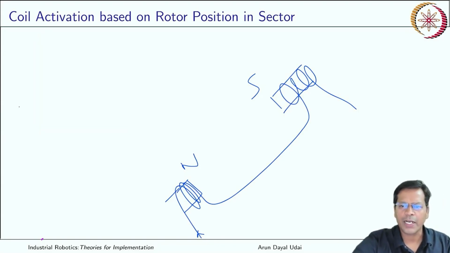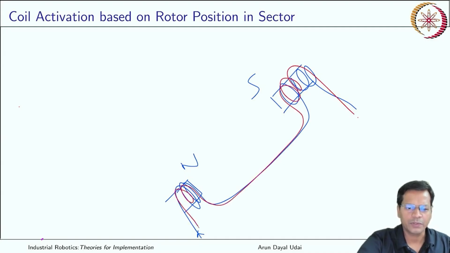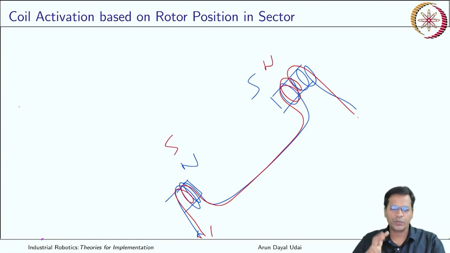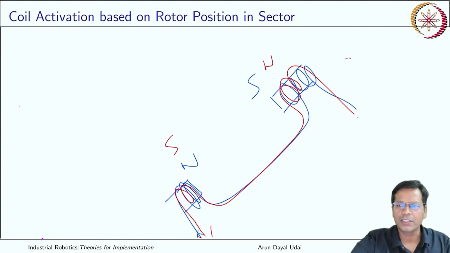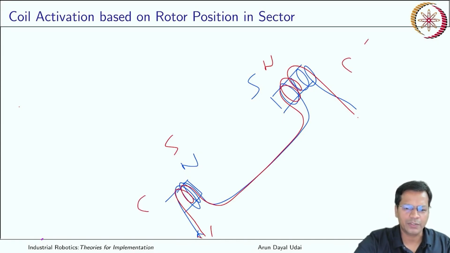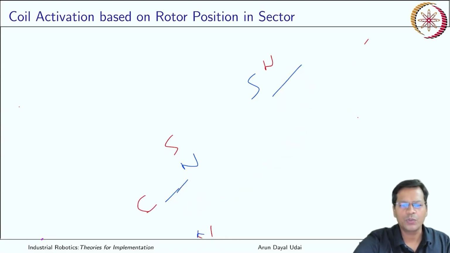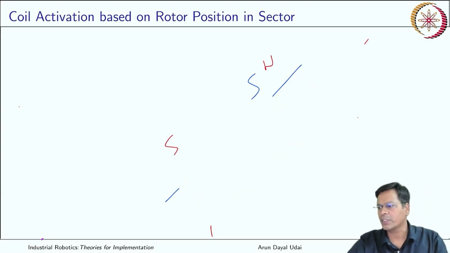If I try to pass current which goes like this in a reverse way, in that case this will become north and this will become south. So that is the way you can flip between, this is C bar and C. This we call C, and this is called C bar. Got it? So this is the way you can do switching of all the coils. So that is how it works.